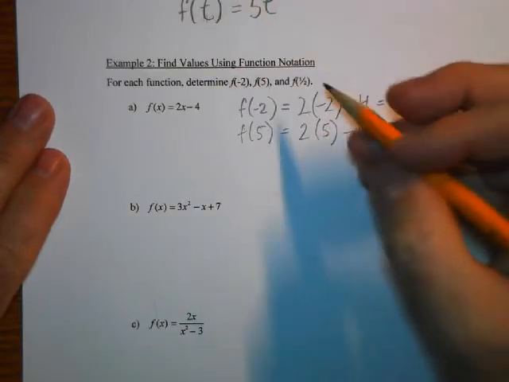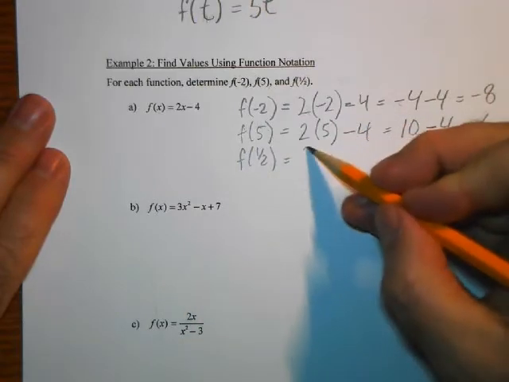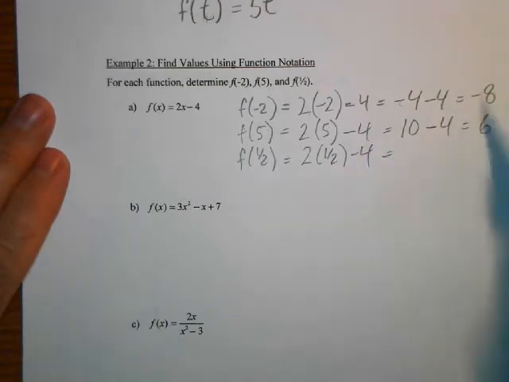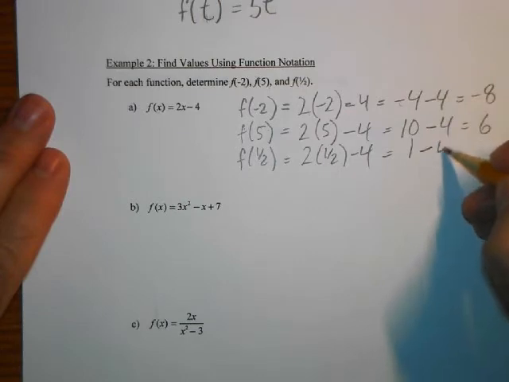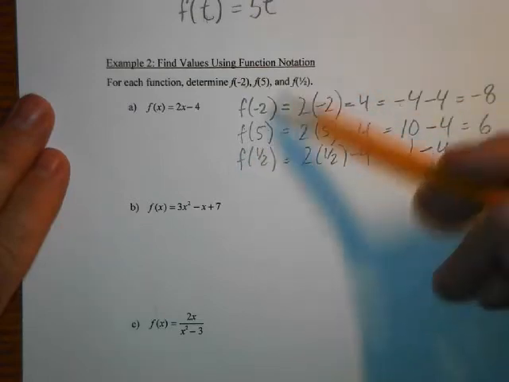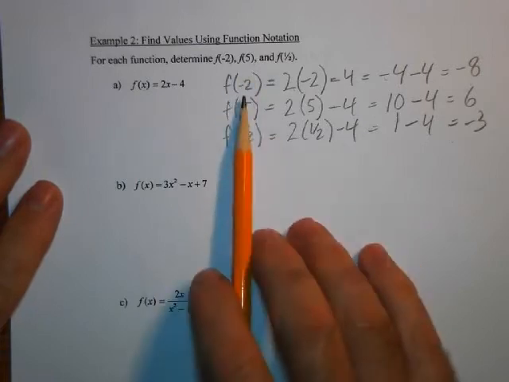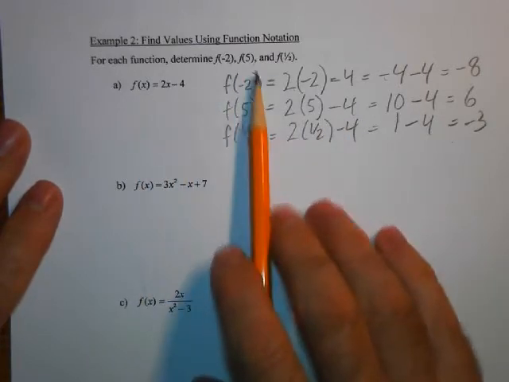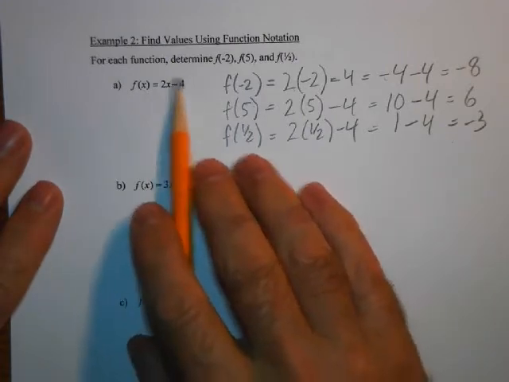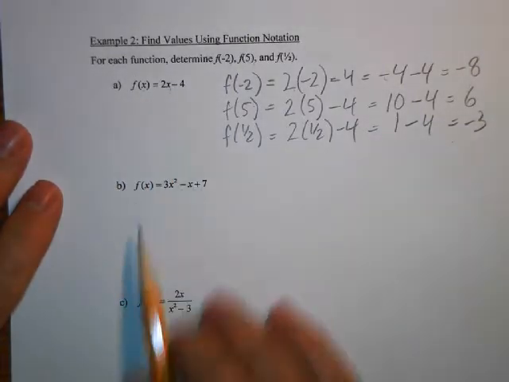And then finally, we've got f of 1/2. So that's going to be 2 times 1/2 minus 4. 2 times 1/2, half of 2 is 1, minus 4 is equal to -3. Okay, so this is a fairly typical thing you'll be doing. Once you've got a function, you want to find some specific values of the function based on the rule and the input, you would basically do it like this. So obviously that's a linear function in function notation. Here is a quadratic function in function notation.